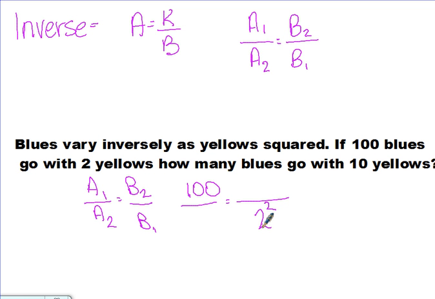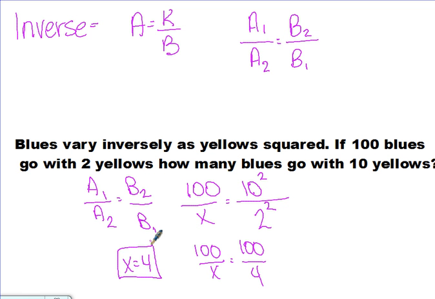Now we're looking for the number of blues, so we're looking for our A2 value, that go with 10 yellows. Again, this is yellows squared, so it's going to be 10 squared. The x is my A2 value, the 10 squared is my B2 value. Now we can solve. If I simplify those squares, I get 100 over 4. This is an exact proportion, so since 100 equals 100, x has to equal 4. So there are actually 4 blues when there are 10 yellows.